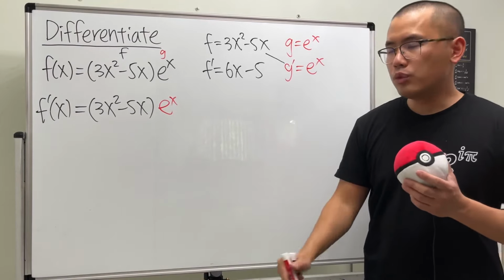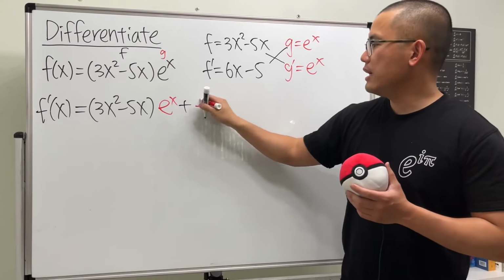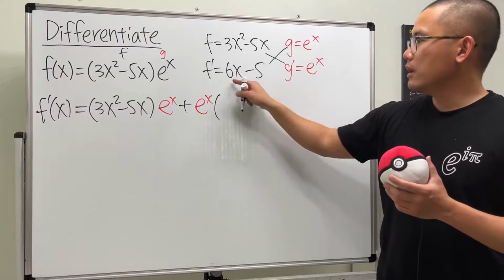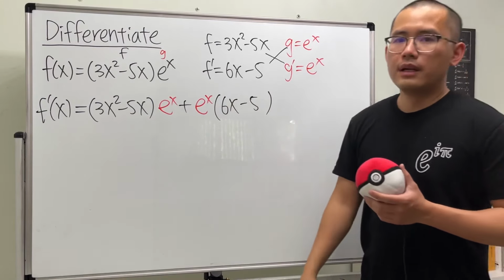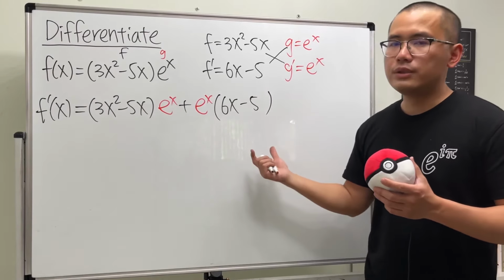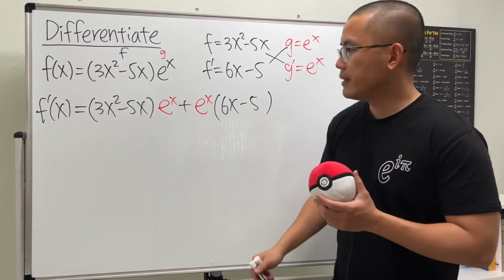And for the product rule, we are going to add this times that, which is e to the x, and we multiply by, again, two terms, put parentheses. Here we have 6x minus 5. Cool. Well, this term has e to the x. Likewise, this also has e to the x. So we are going to factor out e to the x and then combine terms at the end.